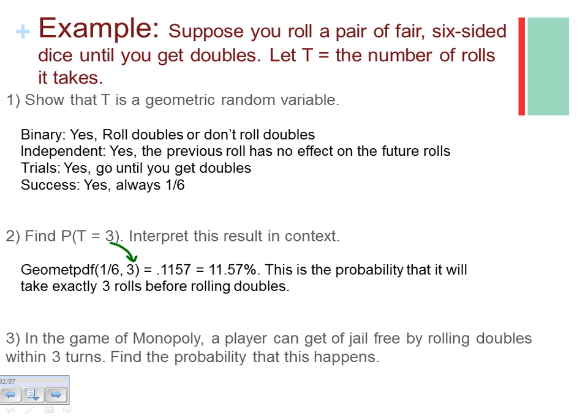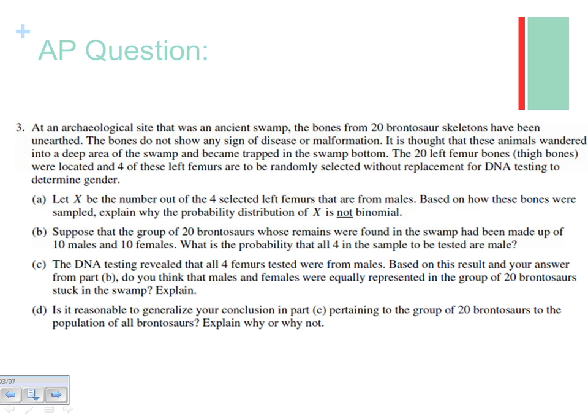So here's where it's fun. You can apply this to your games and go home and play with your parents and be like, oh, haha, I've got a strategy now in Monopoly. So in the game of Monopoly, a player can get out of jail free by rolling doubles within 3 turns. So what's the probability that this could happen? Well, now I'm going to do a CDF. Because I want the probability that I could roll on the 1st attempt, the 2nd attempt, or the 3rd attempt. So there's a 42% chance of rolling doubles in the first 3 turns. So is it more beneficial just to go ahead and pay the money and get out? I'll let you decide. Okay, here is an AP question for you.